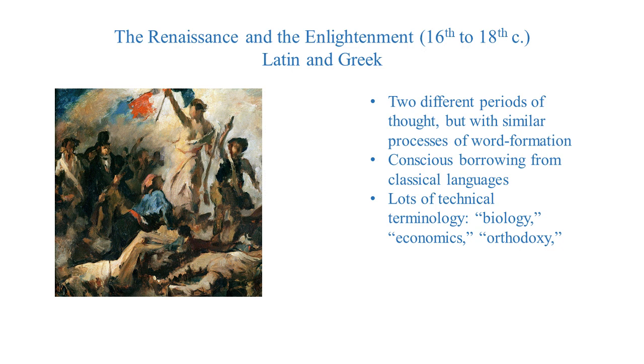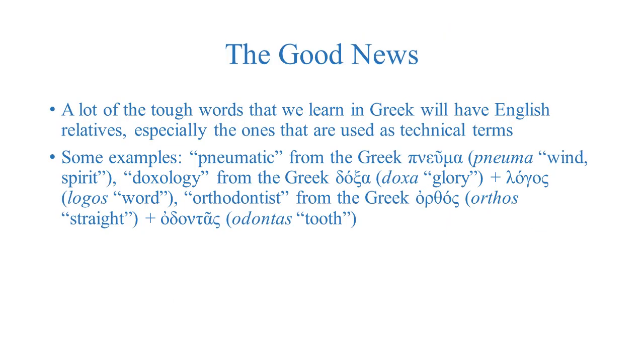What we see in the Renaissance and the Enlightenment is conscious borrowing from the classical languages. What we get there is lots of technical terminology, words like biology, economics, orthodoxy. The good news about this borrowing is that a lot of the tough words that we learn in Greek will have English relatives, especially the ones that are used as technical terms.